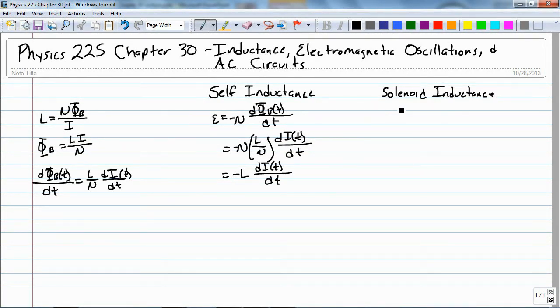So we'll start with the magnetic field in a solenoid. And our flux is just going to be equal to magnetic field times area, and that's just equal to mu times the number of loops in the coil times the current times the inside area of the coil divided by its length.